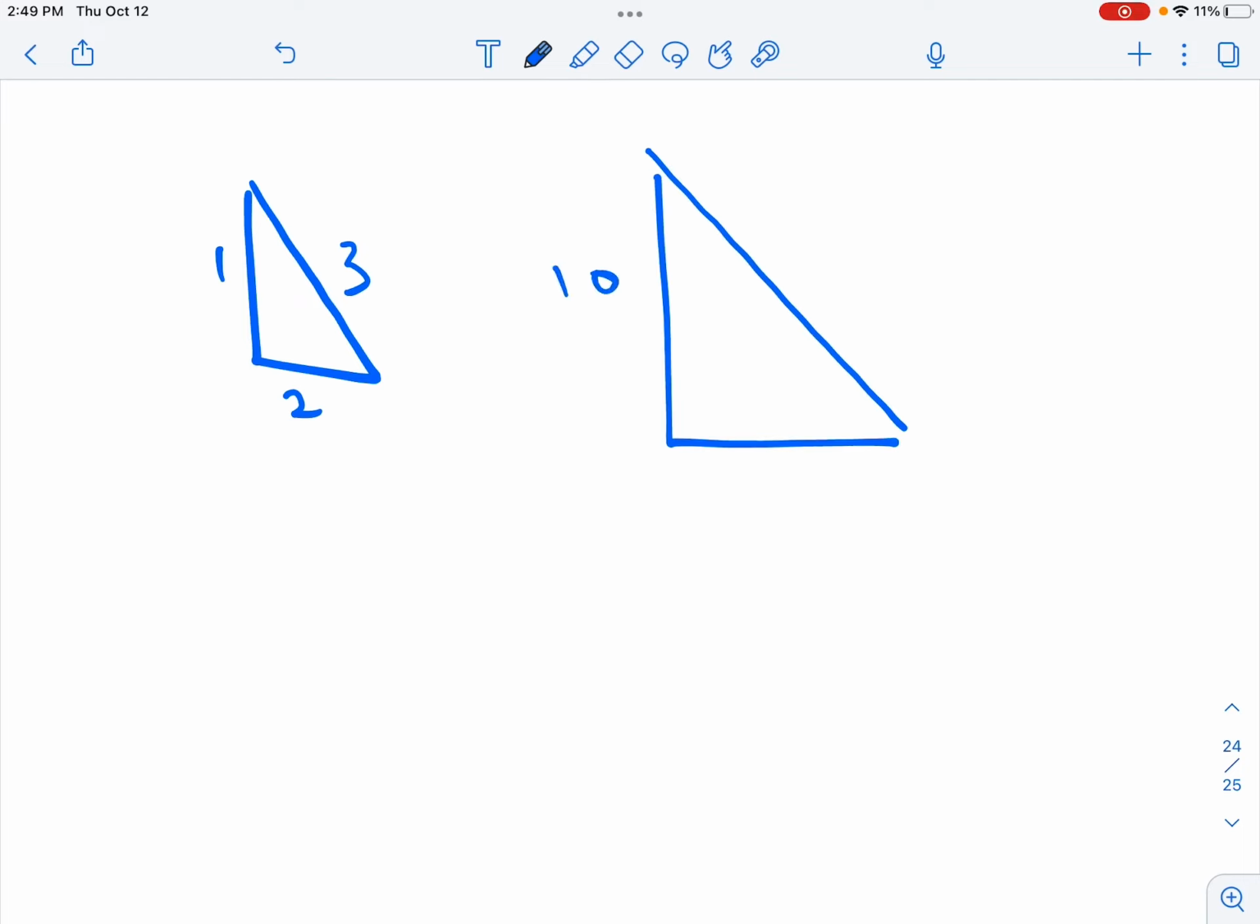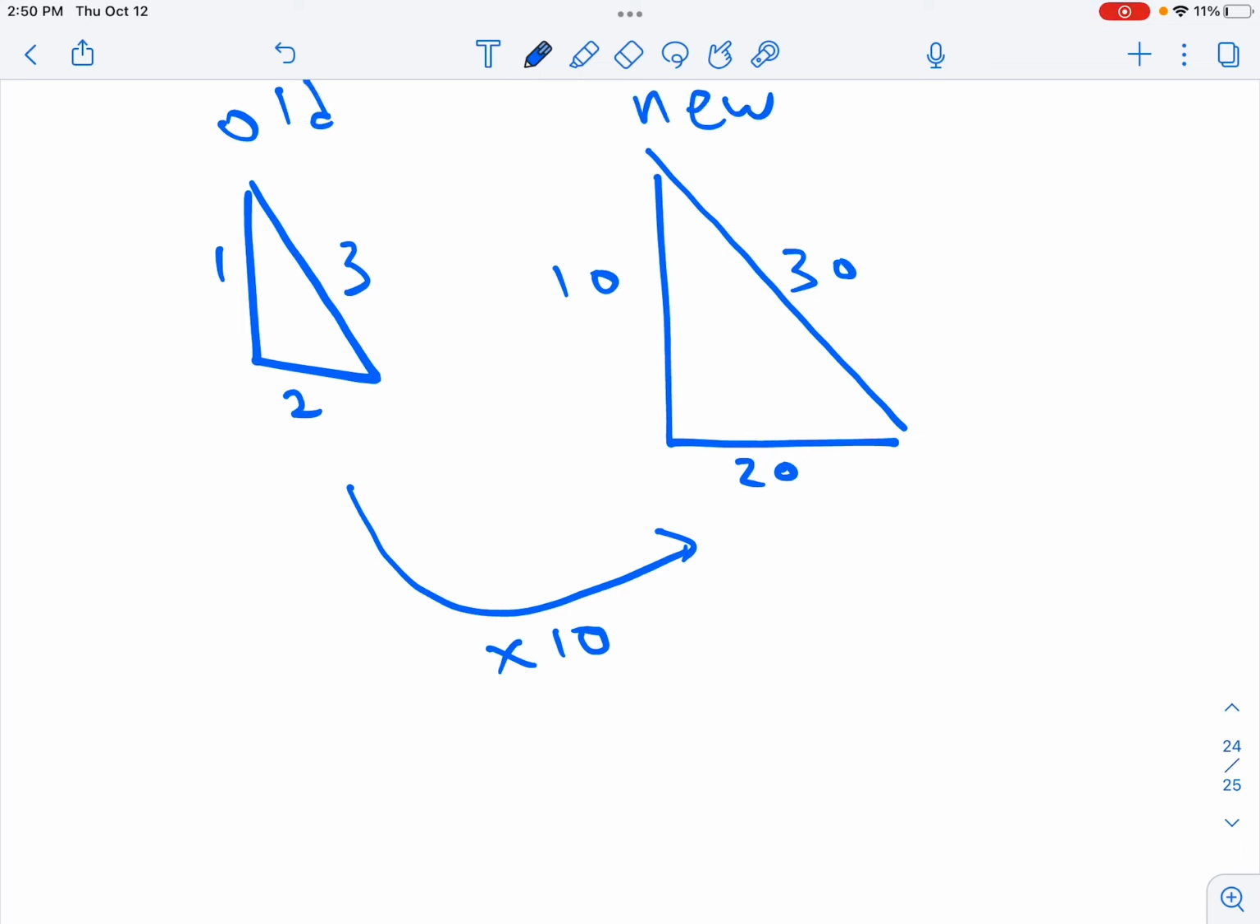So let me draw a couple of triangles. This triangle is 1, 2, 3. This triangle over here is 10, 20, 30. In the first lesson in this unit, we talked about scale factors. And here the scale factor is going to be 10, because all the sides of our old one get multiplied by 10 to produce the sides of our new one.